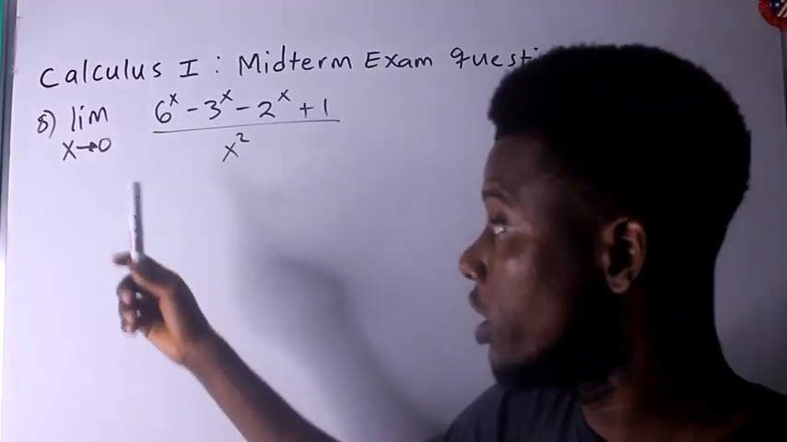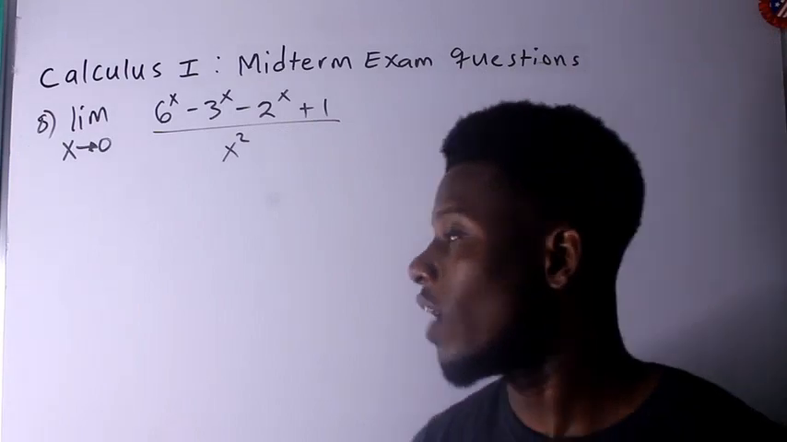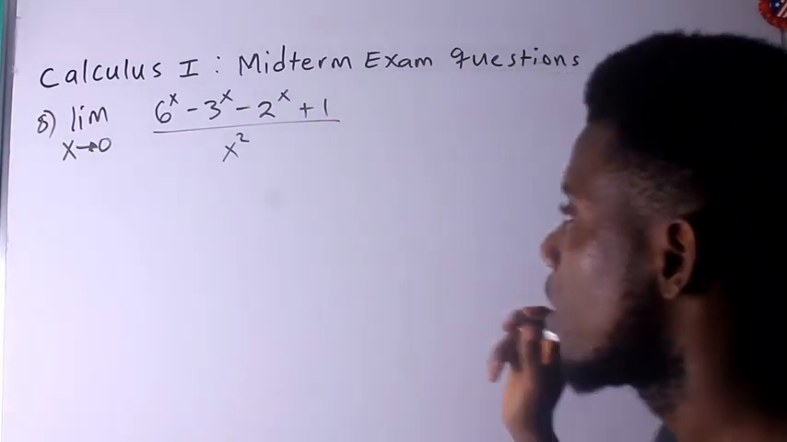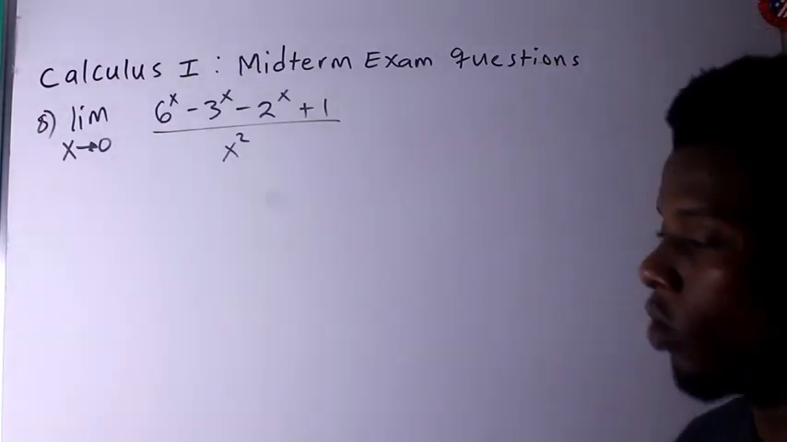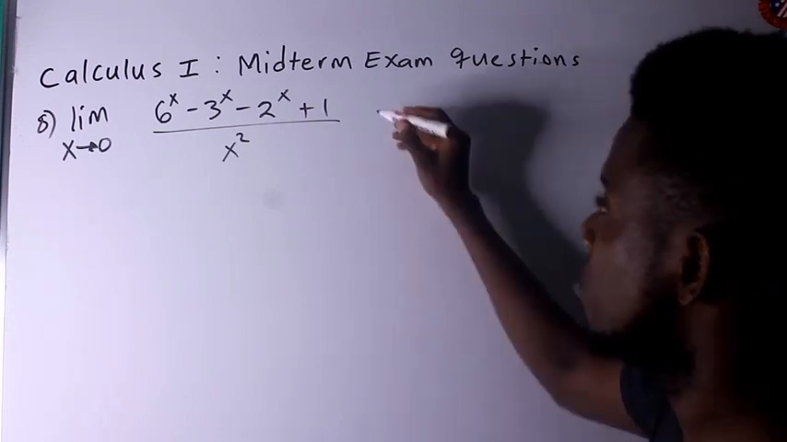So this video is question number 8, and in question number 8 we are told to evaluate the limit as x approaches 0 of 6 raised to the power of x minus 3 raised to the power of x minus 2 raised to the power of x plus 1, all divided by x squared. So we move on directly to evaluate this limit.